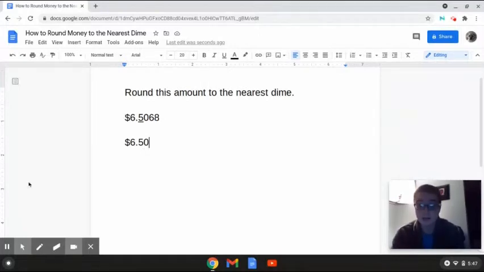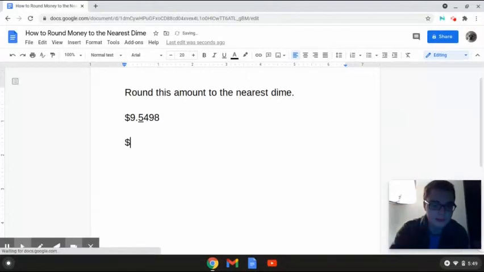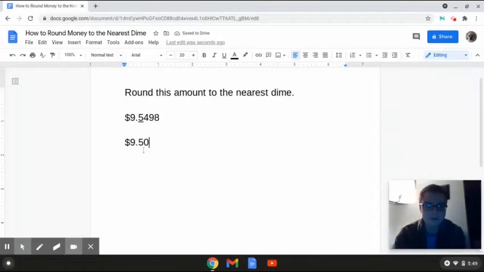So I'm going to be doing a couple more with you guys. Okay, so in this next problem, we are given $9 and 5,498 cents. And if we look here, the number 5 is underlined. So that is the key digit that we are going to be rounding to. So if we look to the right of the number 5, we have the number 4. And the number 4 is less than 5, so this amount will round down to $9.50. So the answer for this problem is $9.50 because we took a look at the key digit, underlined it, and saw that the number next to it was less than 5, so we rounded down, and this became $9.50. That is how to solve this problem.